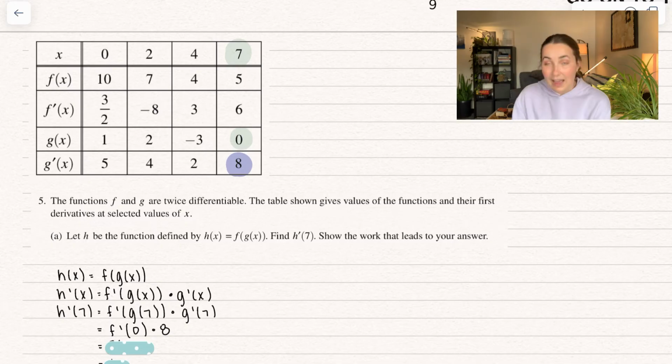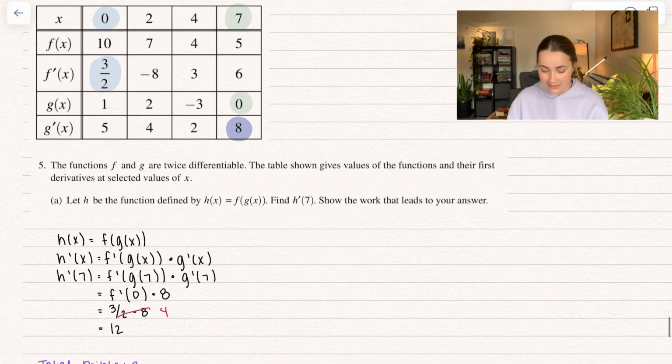So now that we did that, we need to find f prime of 0. So I'm going to go to my 0. I'm going to find f prime, which is going to be 3/2. So we get 3/2 times 8. We have that 8 divided by 2, so that's equal to 4. 3 times 4 is equal to 12. And that right there is our solution.